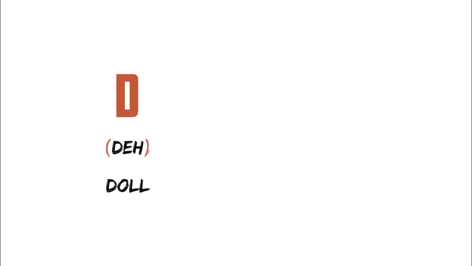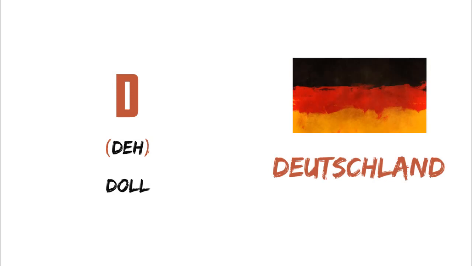Our next letter is D. D is pronounced like the D in the word doll. And the German word for D is Deutschland, which means Germany.